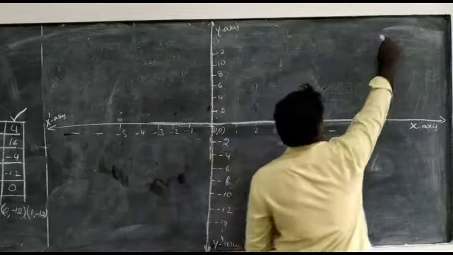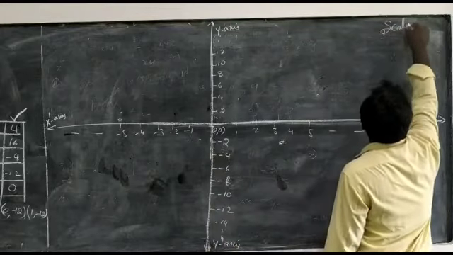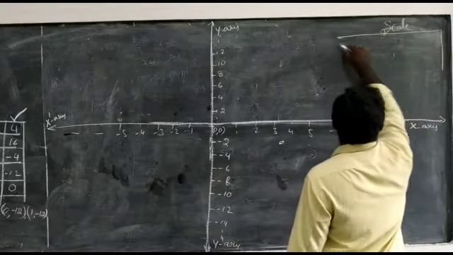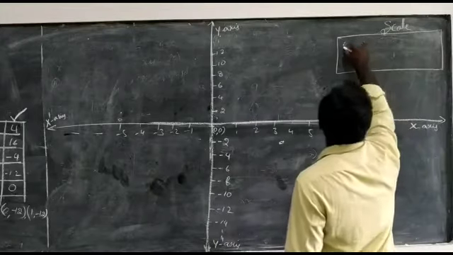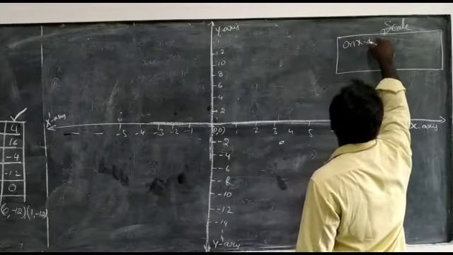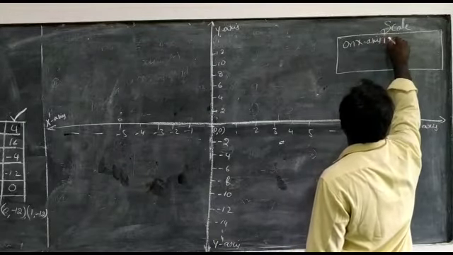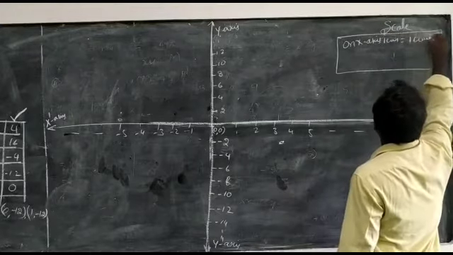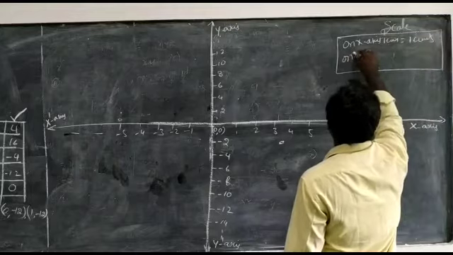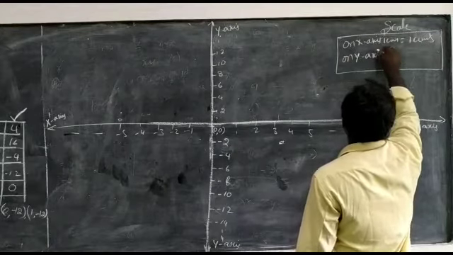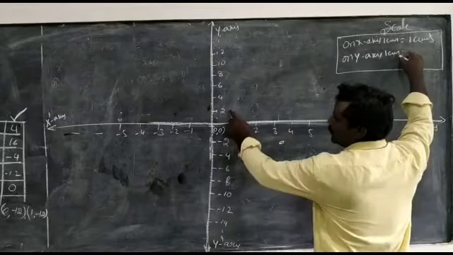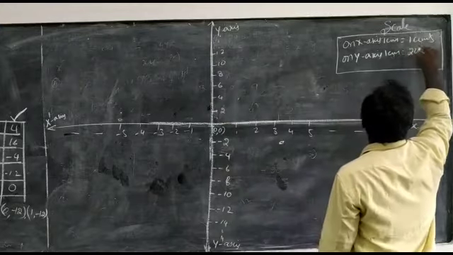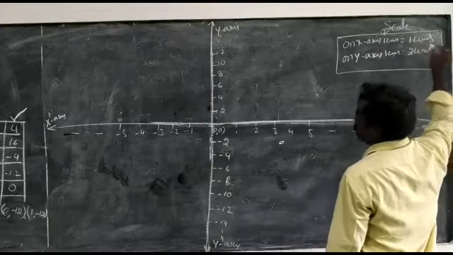Now I am writing the scale. Just write 2 lines. On the x-axis, 1 centimeter equals how many units? 1 unit. On the y-axis, 1 centimeter equals 2 units. This is about the scale.